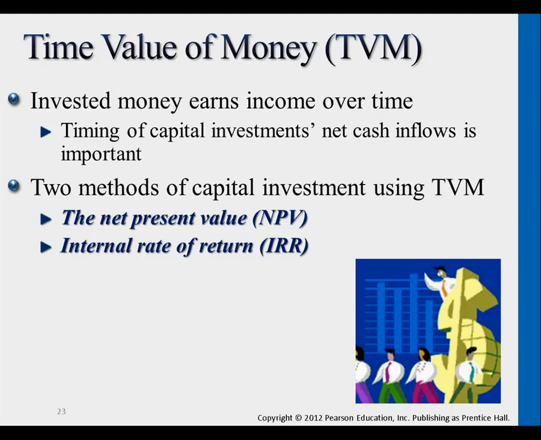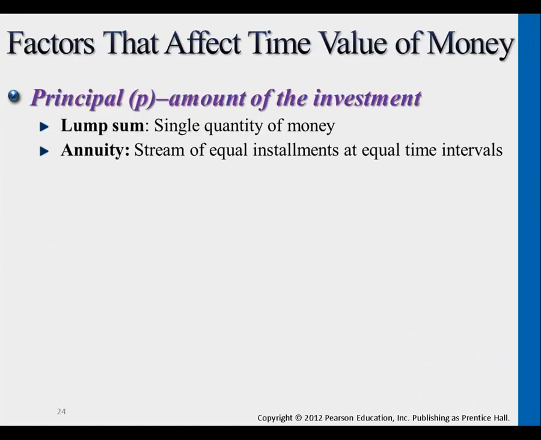All right. So let's look, what are those factors that affect time value of money? There are 3 factors that we will talk about. The first one is our principal, which is amount of investment. So there are 2 types. One is a lump sum, and the other one is annuity. And we've just talked about those 2. So what is each one of them?